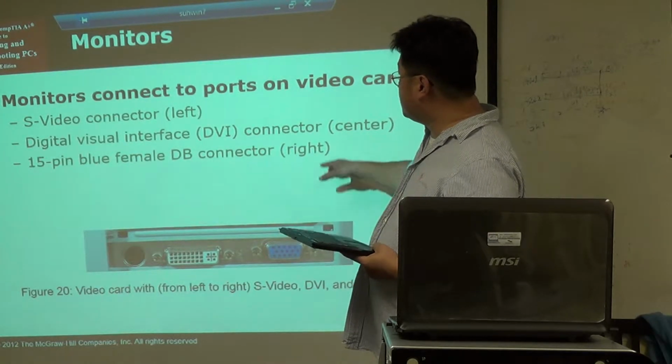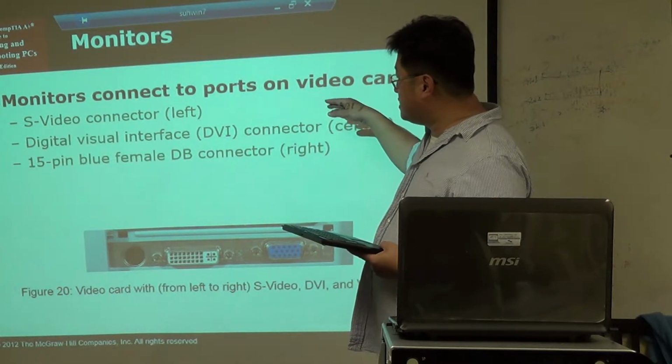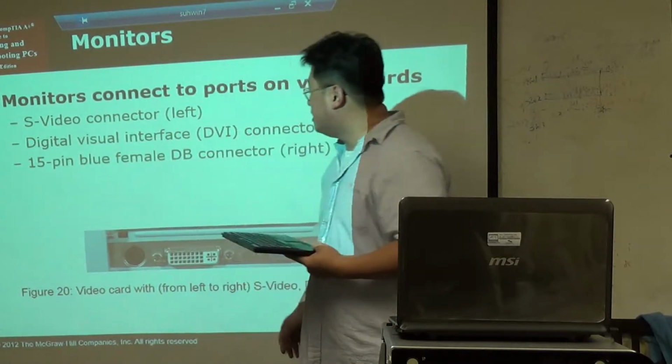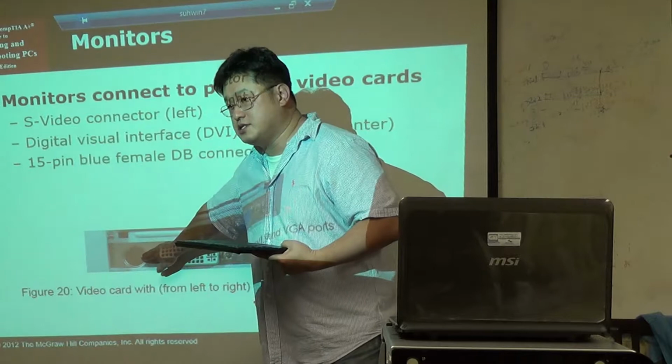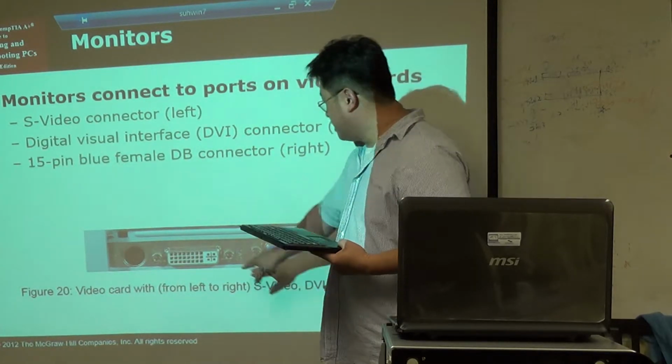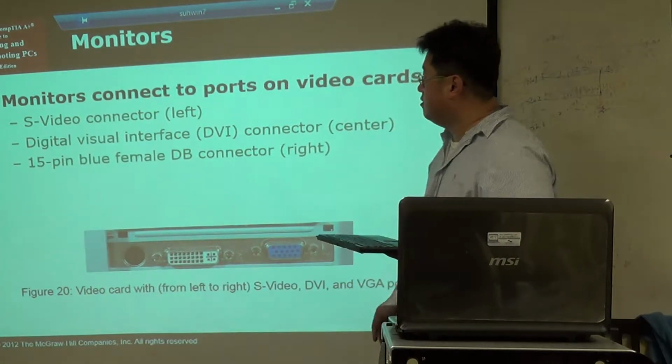And the monitor connector portion, DB. On the monitor there's an S-Video connector on the left. This is an S-Video connector, so if you have a TV you're trying to connect, you can use this port. And then there's another one, a DVI and a VGA.